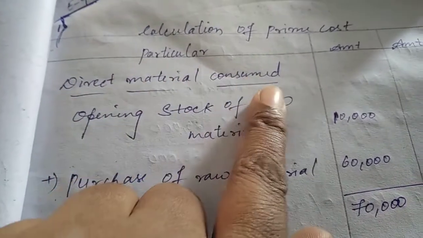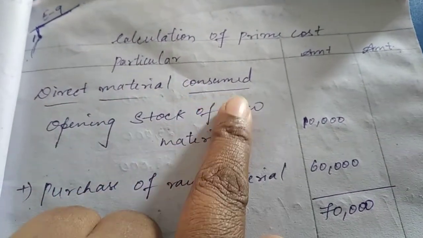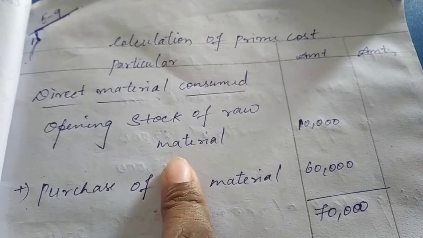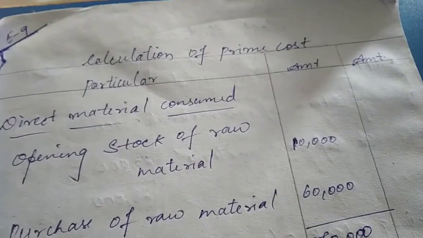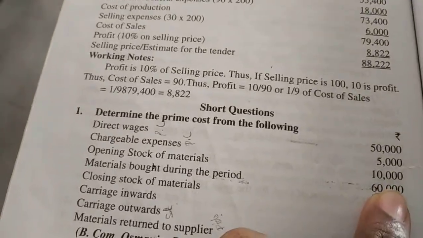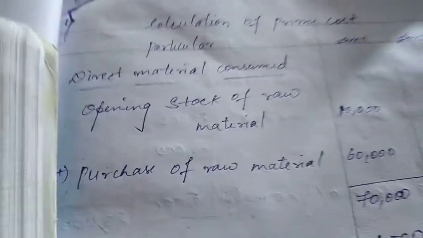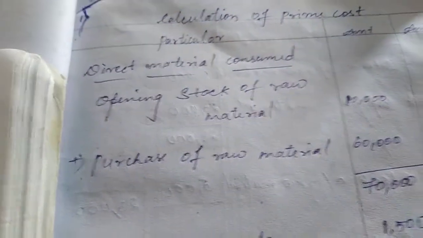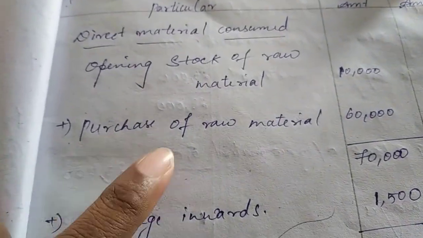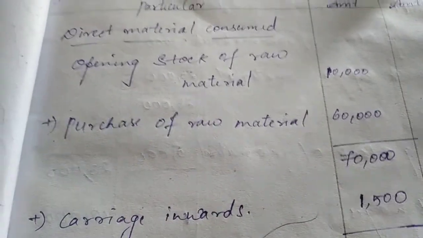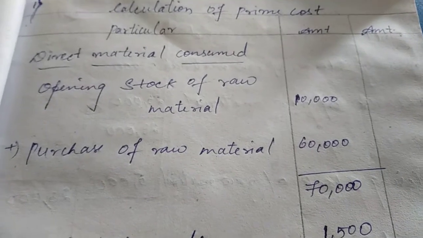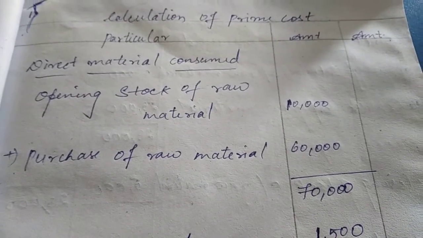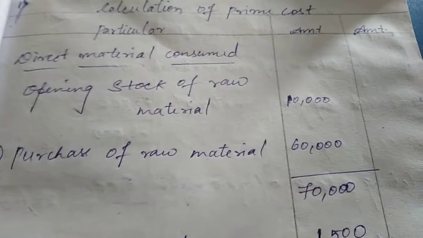First, the heading: direct materials consumed. First, the opening stock of raw material. How much has he given in the question? Opening stock of raw material, see the question here, 10,000. Next, purchase of raw material, proforma-wise. Opening stock of raw material 10,000, purchase of raw material 60,000. Now we have to add both, and you will get 70,000.